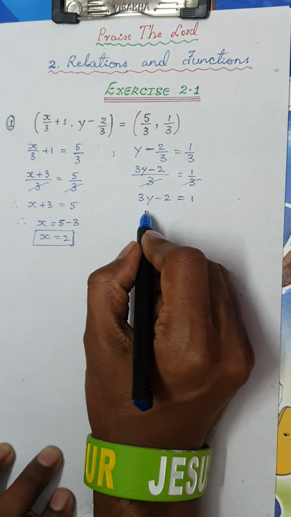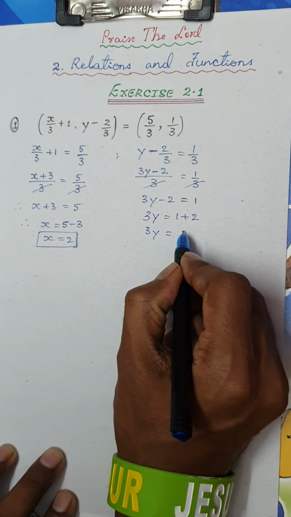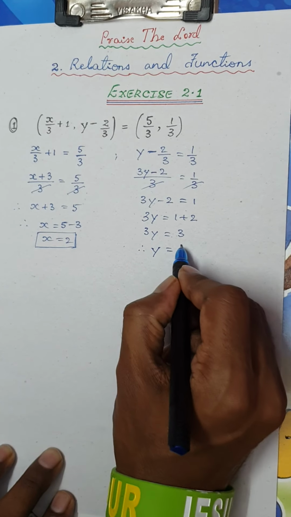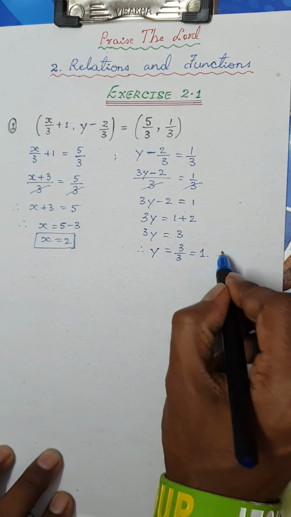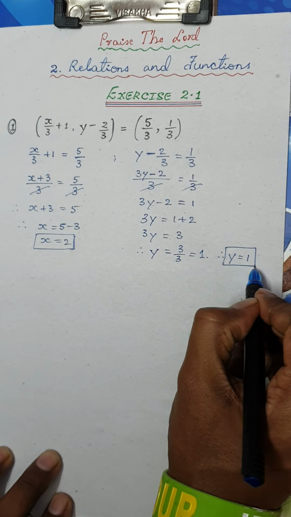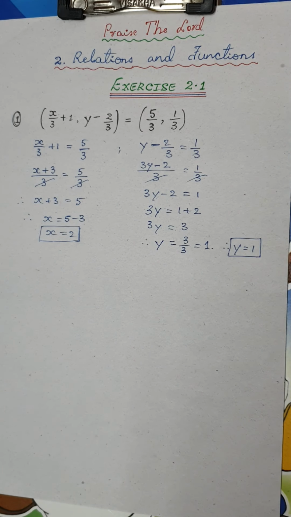Take 2 to the right hand side. Because it is minus 2, when you take it to the right hand side, it will become plus 2. So it is 1 plus 2. 3y will be 1 plus 2, which is nothing but 3. Therefore, the value of y is nothing but 3 divided by 3. This is equal to 1. Therefore, you can write clearly the value of y is 1. Okay. In this way, you can solve the question.